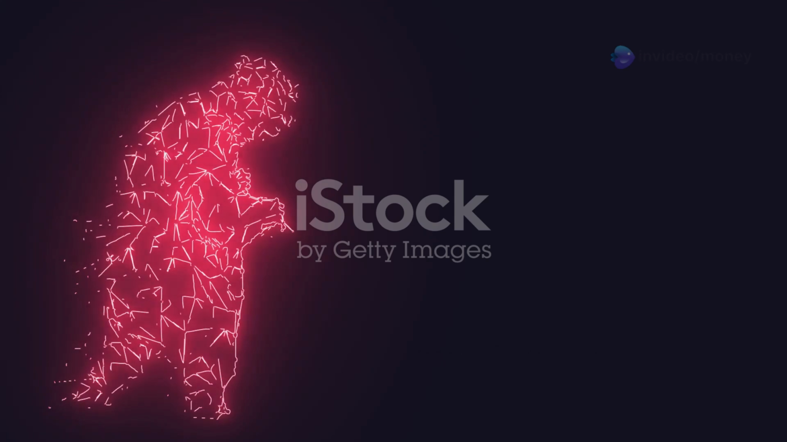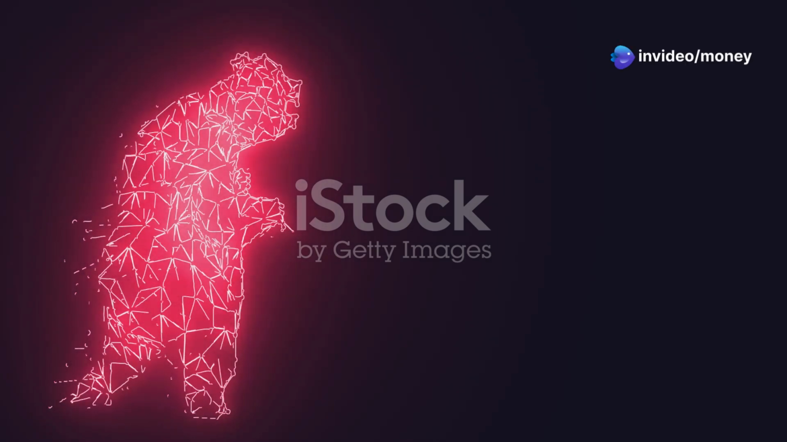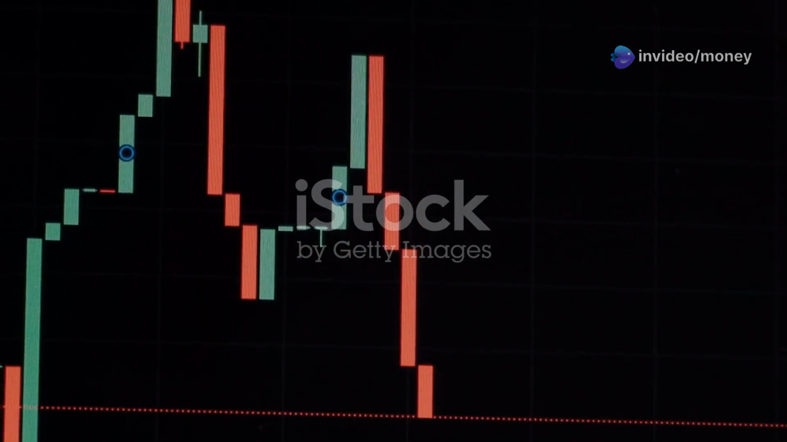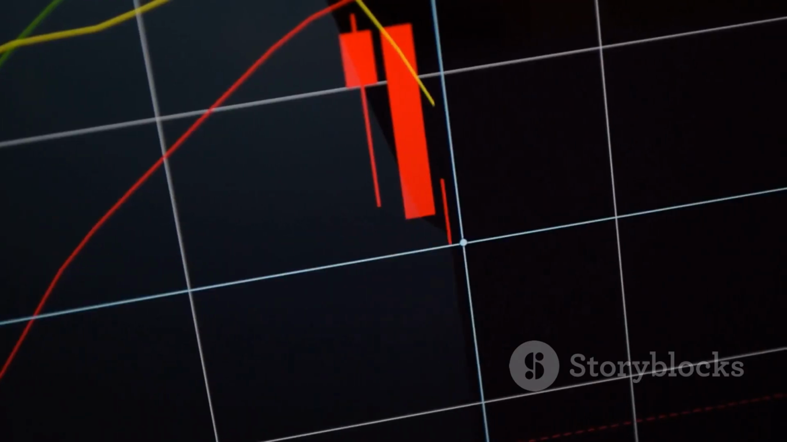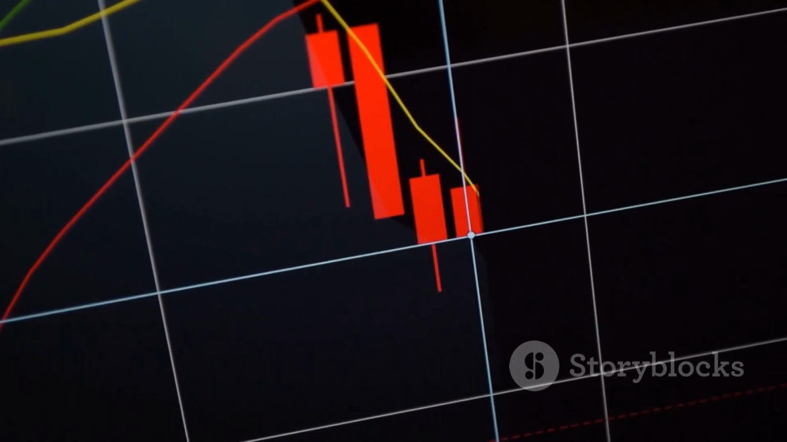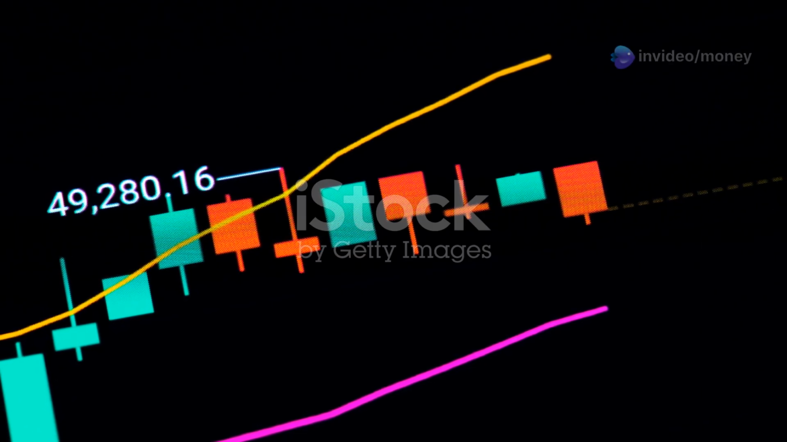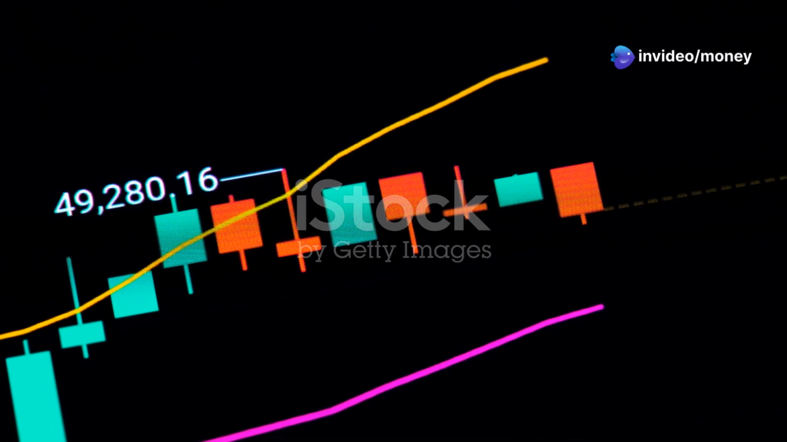A falling window is a bearish continuation pattern. It appears during a downtrend. This pattern signals that the downtrend is likely to continue. It is formed when the high of one candlestick is lower than the low of the previous candlestick. Like the rising window, this also creates a gap, or window, in the price chart.